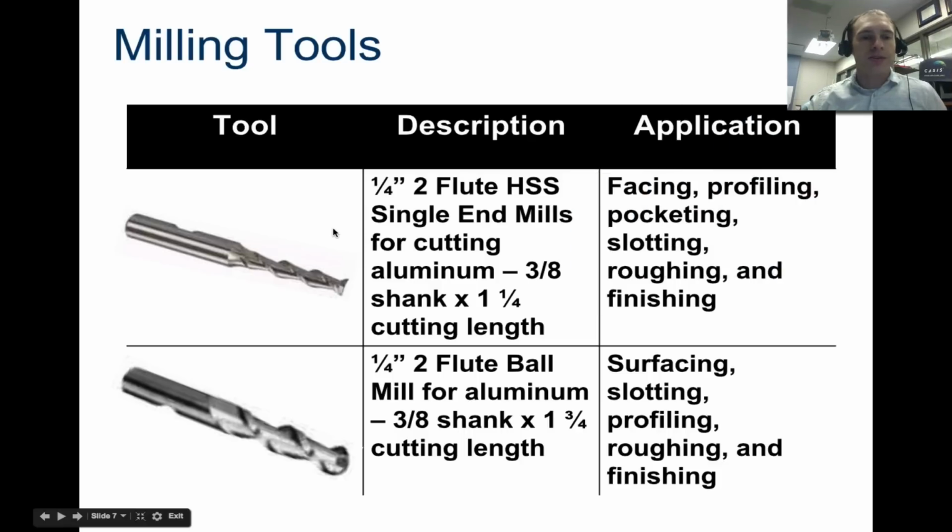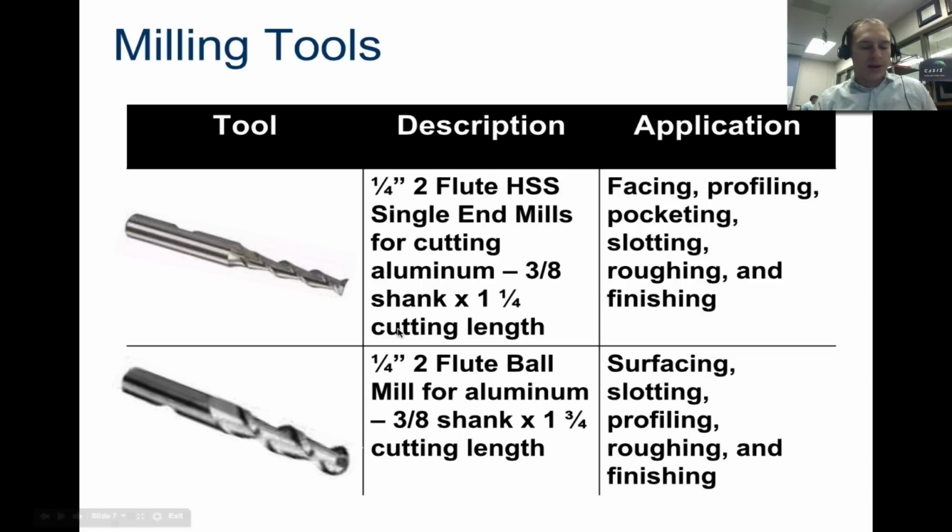So here's some examples of some tools. This is a 1/4 inch, two-flute, HSS means high-strength steel, single end mill, and it's used for cutting aluminum. It has a 3/8 inch shank, which is this piece down here, and a 1 1/4 inch cutting length.